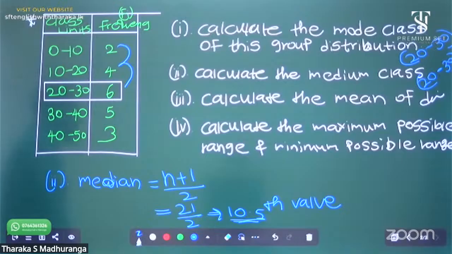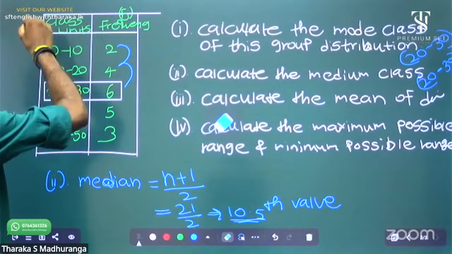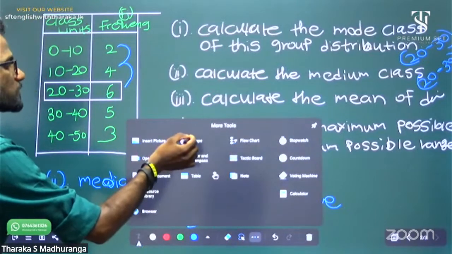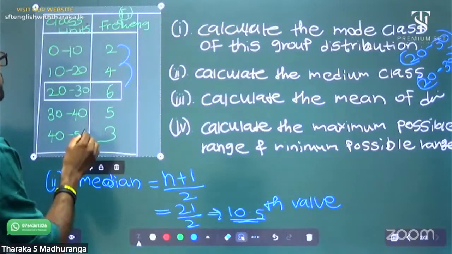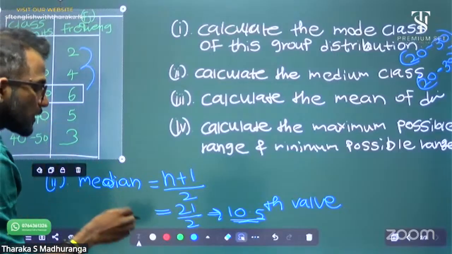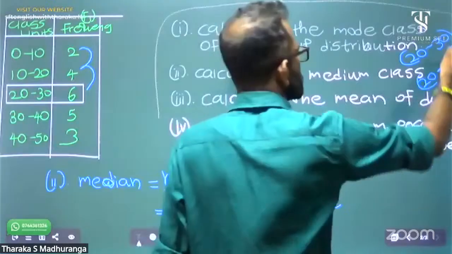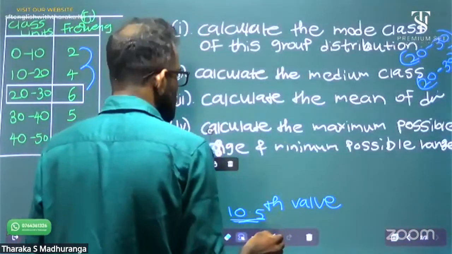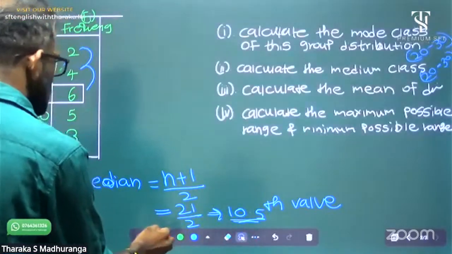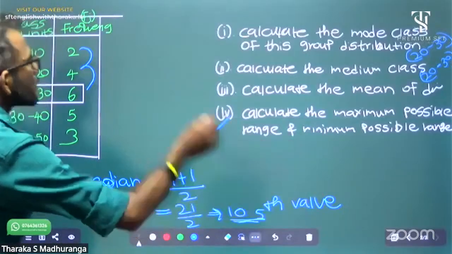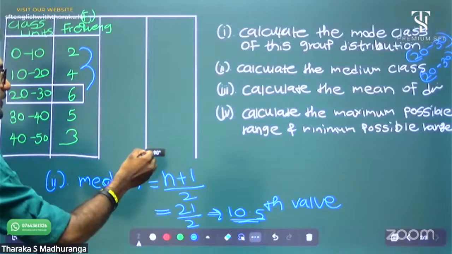Okay. Next one, calculate the mean of the distribution. How do we calculate the mean of the distribution? We have to modify this table now to calculate the mean of this group frequency distribution. Let me explain step by step so you can understand it. This is a simple mean calculation. Try to understand it in just one time. You have to add another 2 columns into this table.